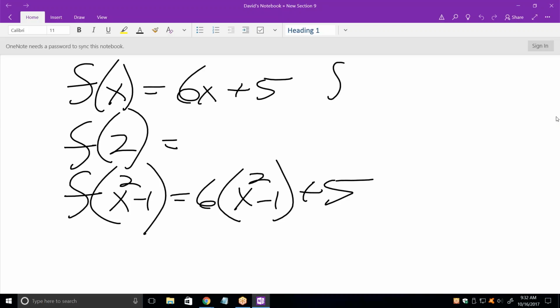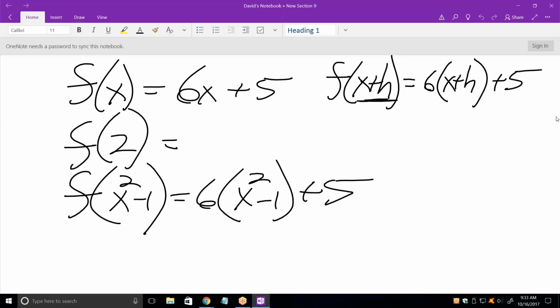So what is f of x plus h? Okay. So it would be 6 parentheses x plus h, end parentheses, and plus 5 at the end there. Now that simplifies to 6x plus 6h plus 5. So that is what f of x plus h is.